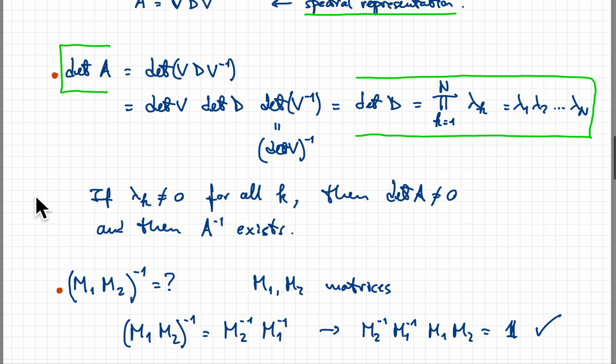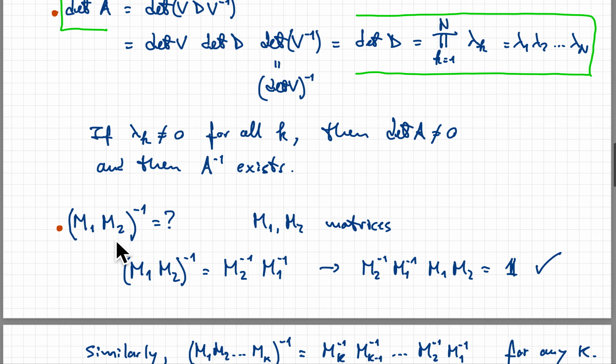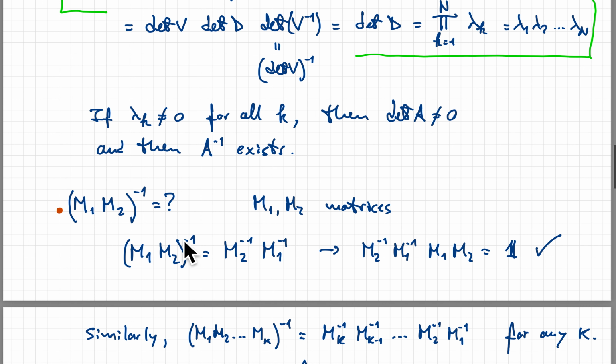Moving on to a different point, we have this property that concerns the inverse of a product of matrices. So we're going into inverses now, and we ask the question, what is the inverse of the product of two matrices, M1, M2? Well, it turns out that the inverse of a product is the product of the inverses, but in reverse order. And so the inverse of M1 M2 is M2 inverse times M1 inverse.